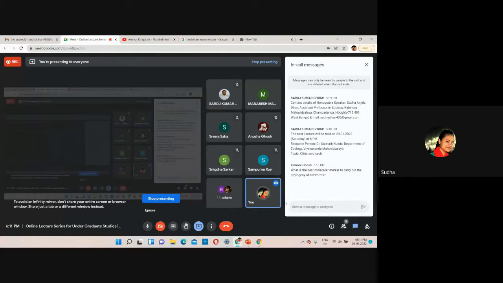There is a question by Kishore Ghosh: what is the best molecular marker to carry out the phylogeny of flatworms? I'm sorry, I cannot answer this because I have not done study on this recently. If you have any questions related to the life cycle, maybe you can ask. This is a part of molecular biology, not a part of bionomics. So you can ask a question from the part of bionomics, life cycle or pathogenicity.